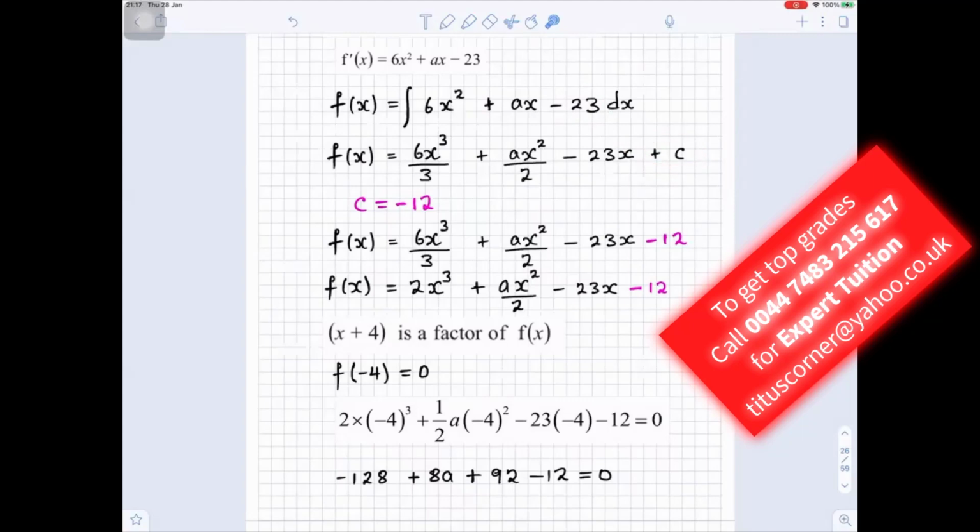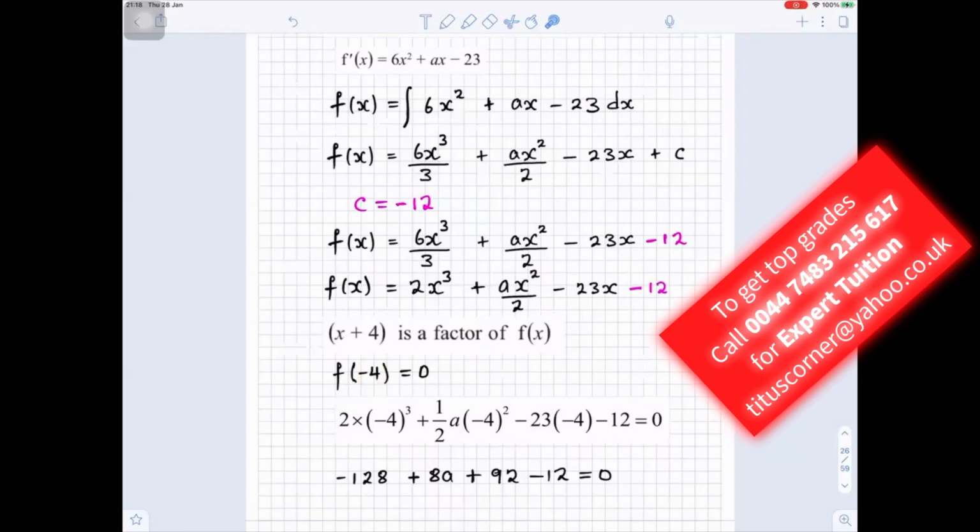But it tells us that c is minus 12. So we put in minus 12 for c. So we write it out with adding c and minus 12. Now 6 divided by 3, it gives you 2. So we write it out in this simplified form. It also says x plus 4 is a factor of f of x. That means if you put f of minus 4, it will be 0.